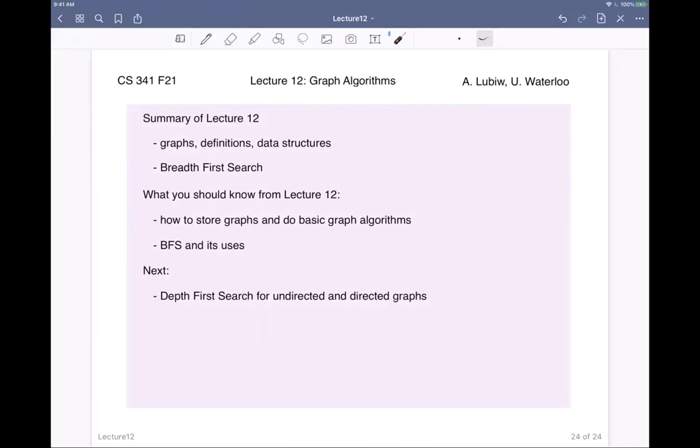Okay, so that's the end of this lecture. In summary then, we did graphs, definitions, data structures, and then the second part of the lecture was on breadth-first search. And what you should know is the basic stuff, plus how to use breadth-first search, what it's good for, what the properties of it are, when you can use it. Remember, this is for an undirected graph. And next, we're going to look at depth-first search, which we will use both for undirected and for directed graphs. Okay, and that's it for this lecture. Thank you.